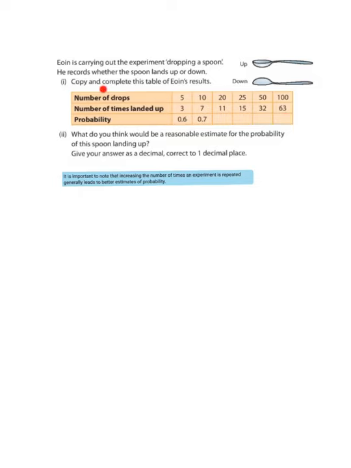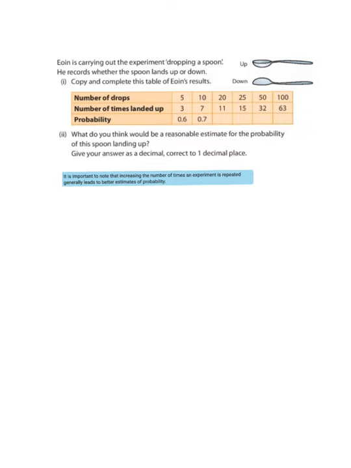So the first thing is copy and complete this table. So we're getting the probability that it will land up. So in this case then it was the frequency all over the number of trials. So it's 3 out of 5, which is 0.6. For 10 trials, it would be 7 times it landed up. So 7 out of 10 would be 0.7. So we need to finish off the remaining probabilities.